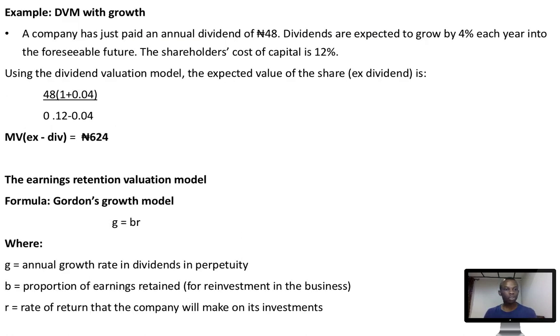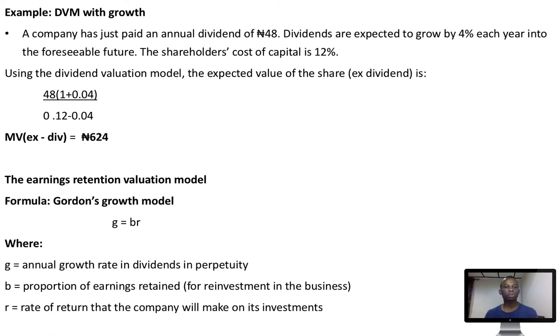So the next one we'll be looking at is an example with the growth rate. A company has just paid an annual dividend of 48 naira. Dividends are expected to grow by 4% each year into the foreseeable future. That means 48 is meant to grow by 4% into the foreseeable future. Now the shareholders' cost of capital is 12%.